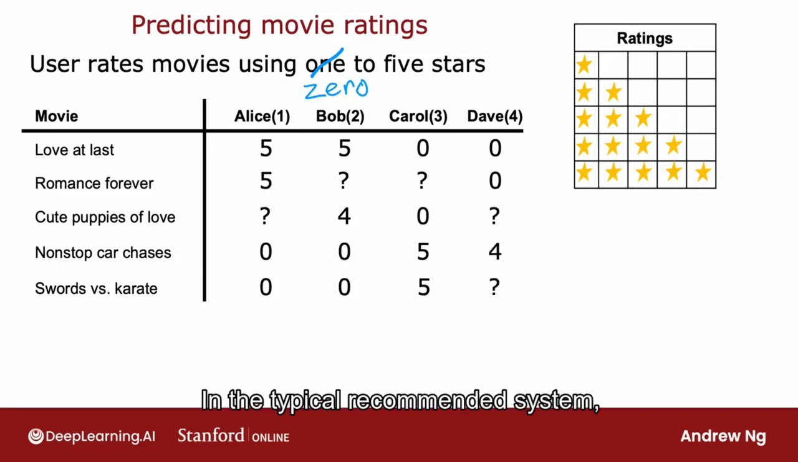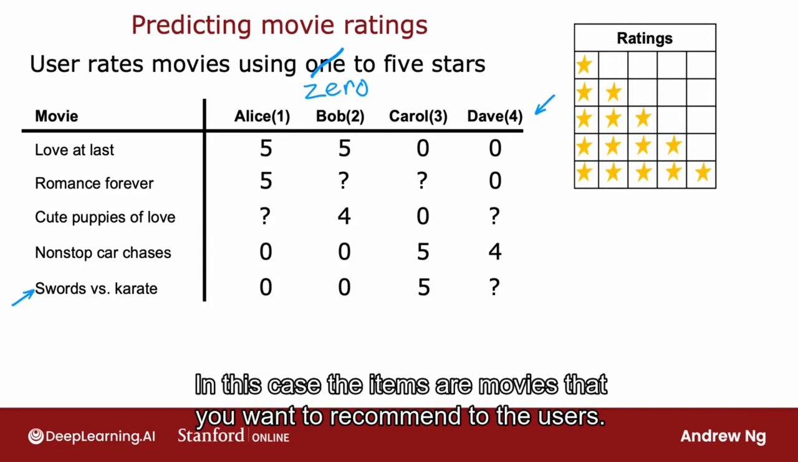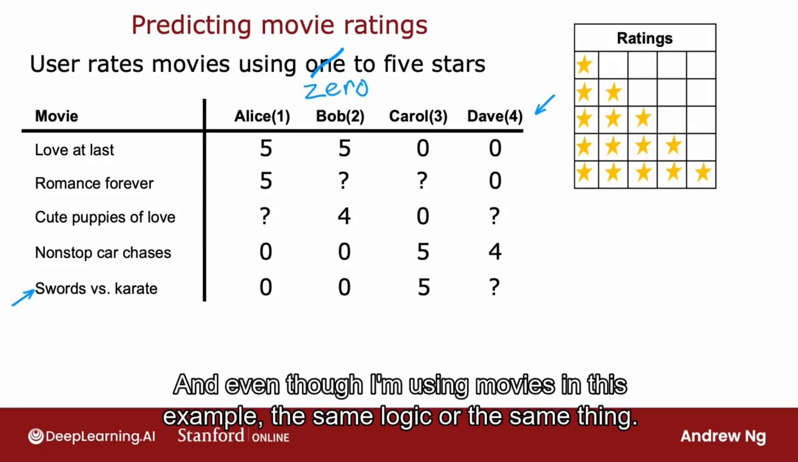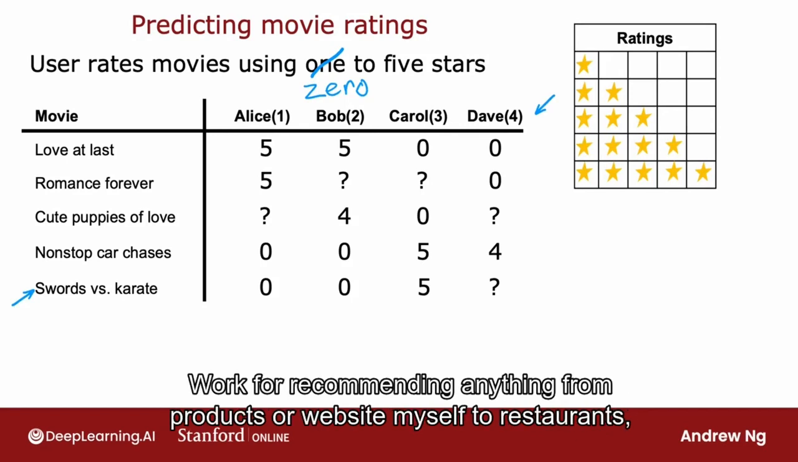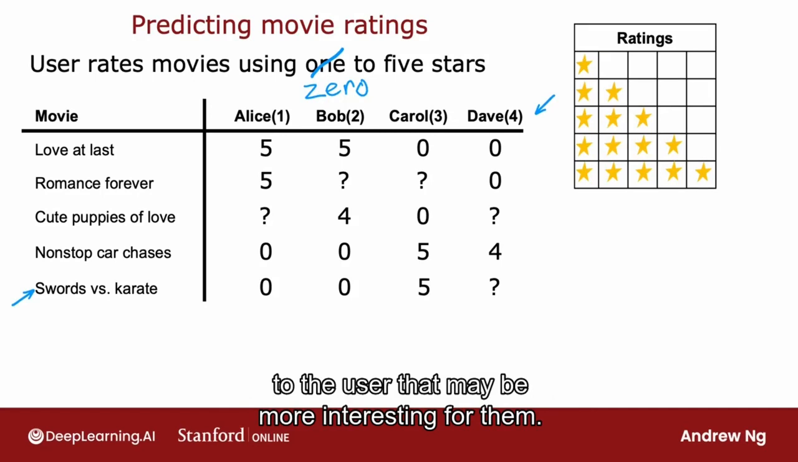In a typical recommender system, you will have some number of users, as well as some number of items. In this case, the items are movies that you want to recommend to the users. And even though I'm using movies in this example, the same logic or the same framework works for recommending anything from products a website might sell, to restaurants, to even which media articles or social media articles to show to a user that may be more interesting to them.